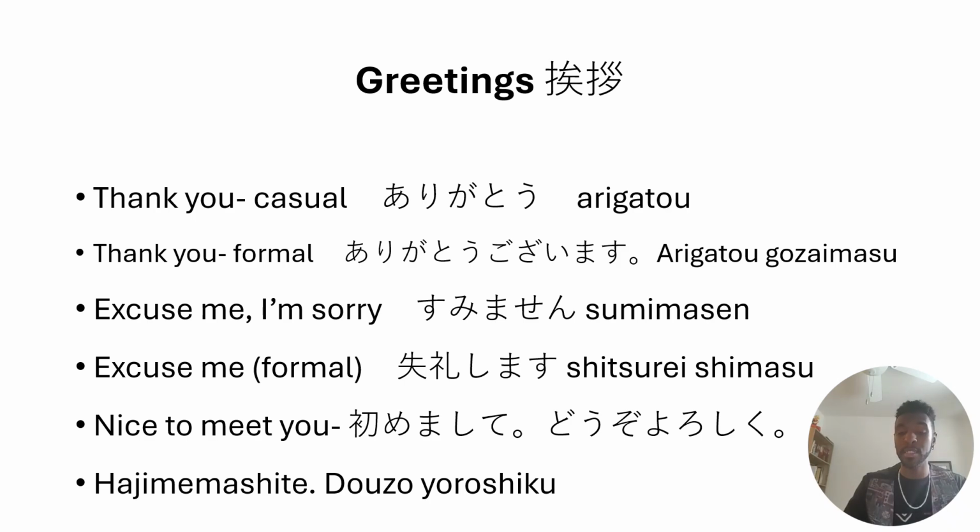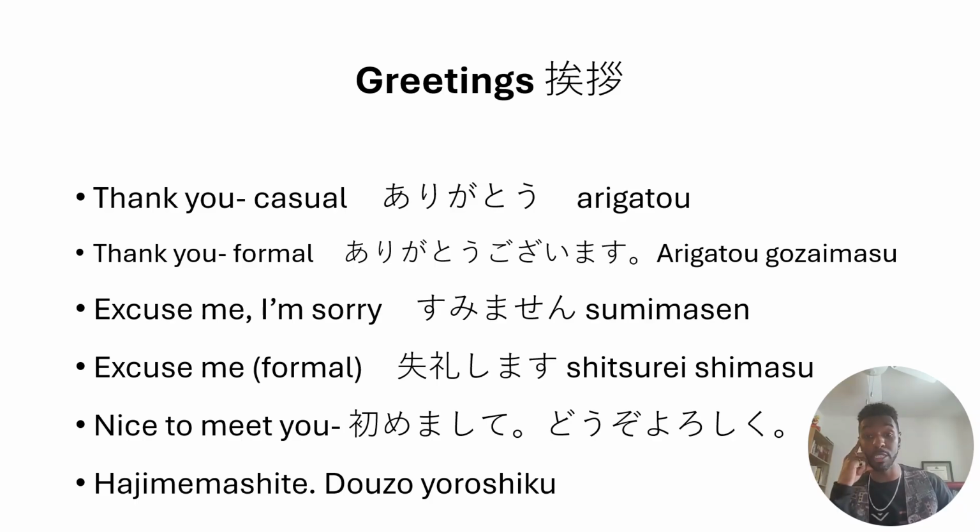How do you say excuse me in a more formal way? Shitsurei. Shitsurei actually means offense. It's a noun meaning offense. Shimasu means to do. So you're literally saying I commit an offense. Shitsurei shimasu. Oh, I'm so sorry. If you walk into somebody's office, or you bump into somebody in a more formal way, shitsurei shimasu. Nice to meet you, which we'll get into on the next slide.